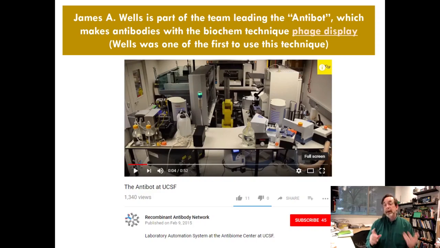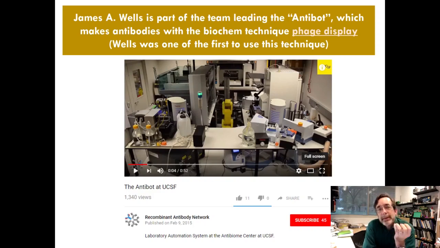Now, hopefully you've been able to watch the antibot and you've seen it move around, maybe identified a few of the things like 96 well plates, buffers, even the bottles that we use, like the media bottles. If you can see that we have the same orange lids, once you use those here, you can use those anywhere. And it's located at UCSF.